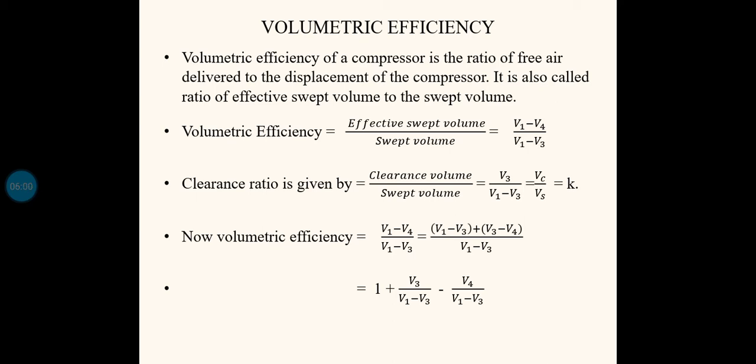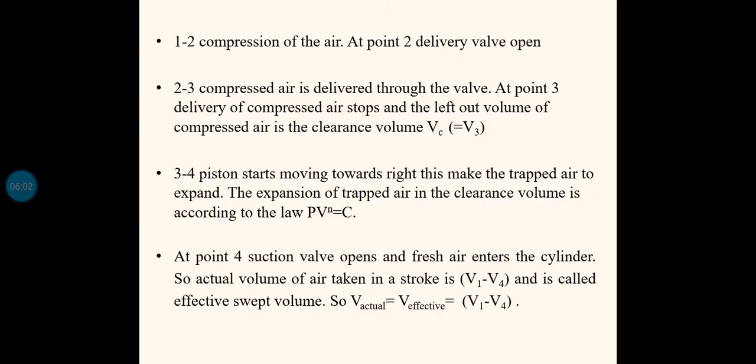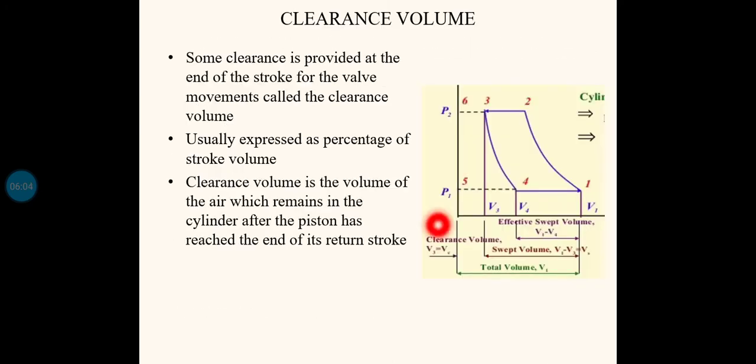Effective swept volume is V1 minus V4 and swept volume is actually V1 minus V3. I think that PV diagram you will be remembering. I can show you the PV diagram. This is the PV diagram. This is the effective swept volume. From here to here, from 4 to 1, is the effective swept volume. So V1 minus V4 is effective swept volume and actual swept volume is V1 minus V3 without considering this expansion, that is the swept volume.